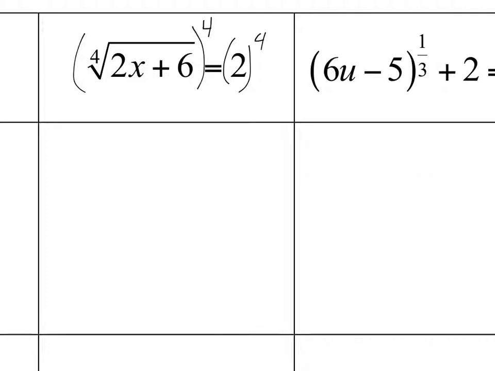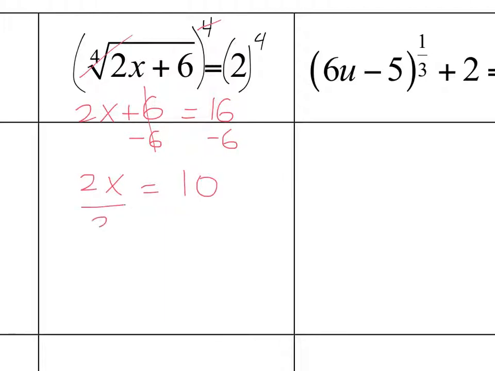Since you raised it to the 4th power, the radical and the exponent cancel. So you're left with 2x plus 6 on the left side of your equation, and 2 to the power 4 is 16 on the right side. Then you need to solve for x, so you subtract 6 from both sides. You end up getting 2x equals 10. Then you divide both sides by 2, and you get x equals 5. And that's going to be the answer I got.